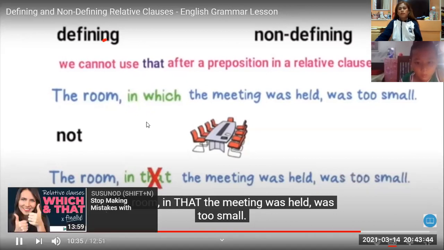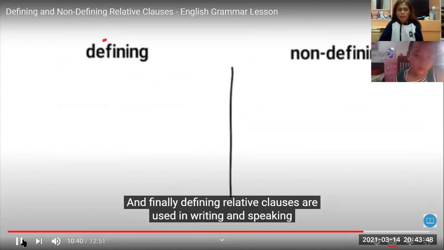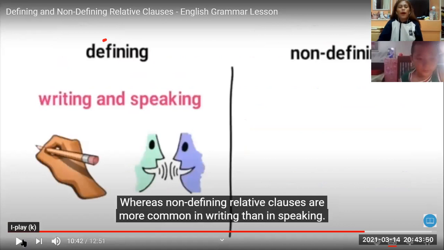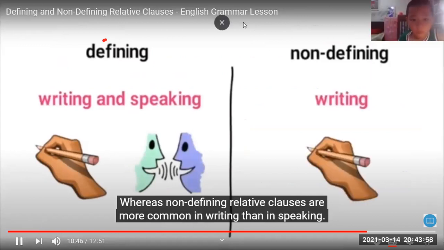And finally, defining relative clauses are used in both writing and speaking. Whereas non-defining relative clauses are more common in writing than in speaking.